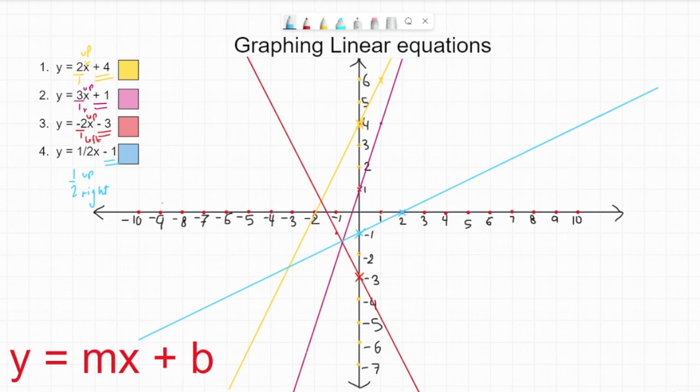I hope this video is of help to you to watch how to plot lines using slope or gradient.